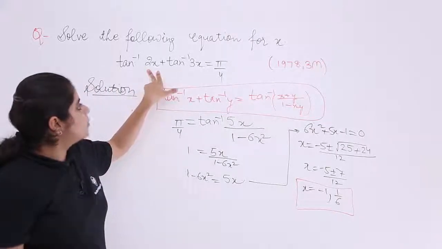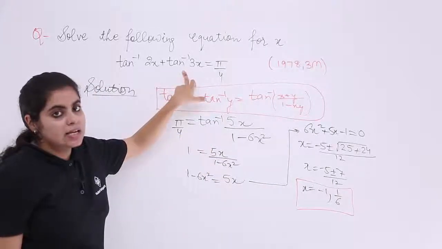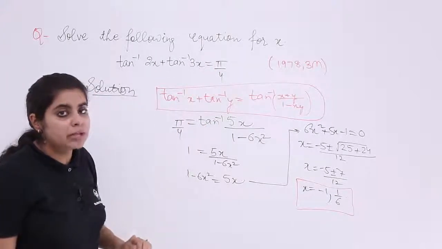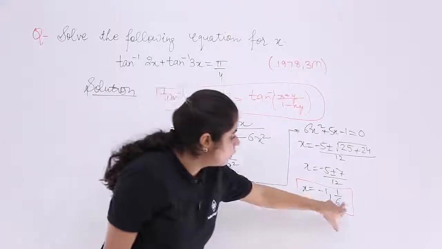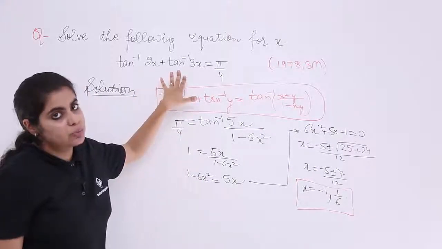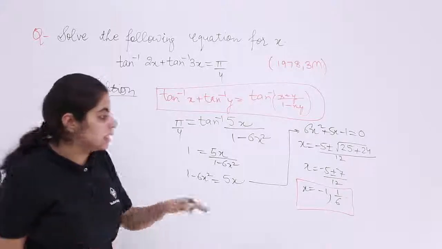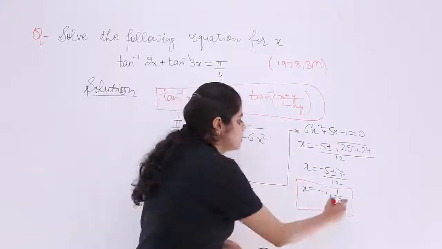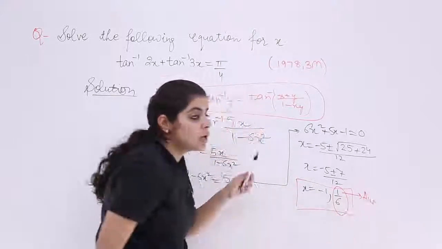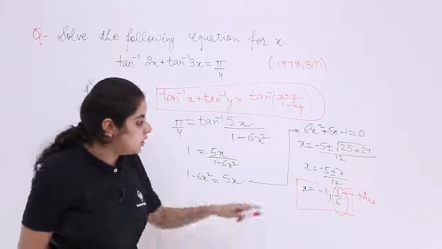When you put x as minus 1, tan inverse 2 into minus 1 is tan inverse minus 2 plus tan inverse minus 3, and then solve and check whether it is equal to pi by 4. And again you put 1 by 6, tan inverse 1 by 3 plus tan inverse 1 by 2, and again solve. And you will find that two options are given, but only one satisfies. So, basically 1 by 6 is the only answer for this question. Minus 1 is not the answer. How? Let's check it again.